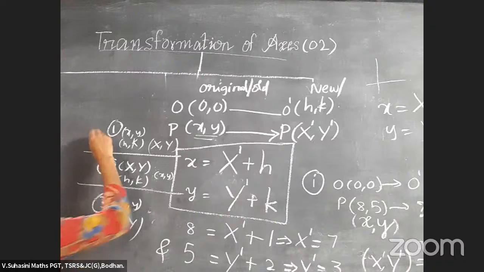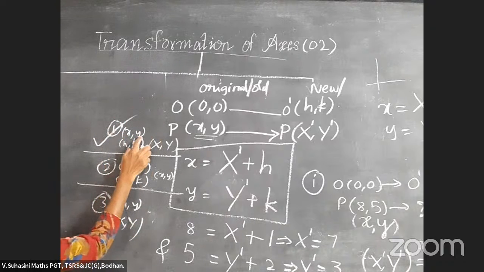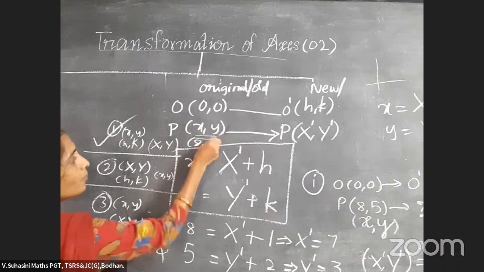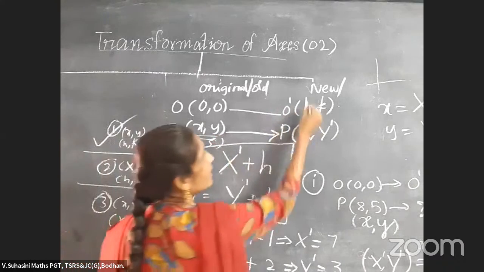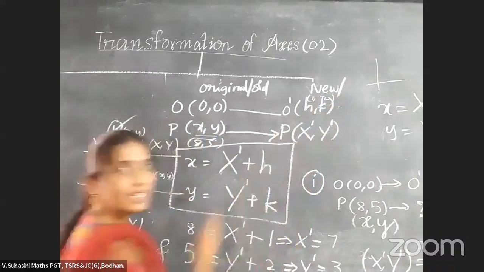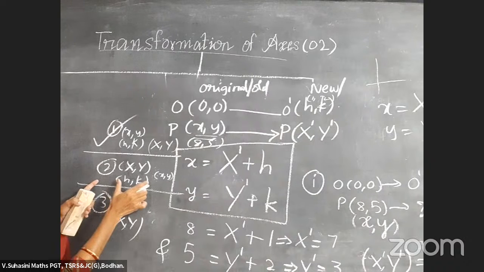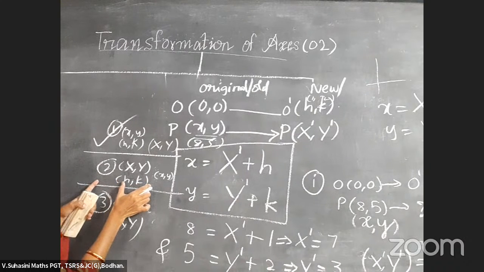We have dealt with the first kind. That is, all the coordinates we know, small x, y as 8, 5, and the shifted origin is given as 1, 2. We got capital X dash, capital Y dash. Now I will focus on the second kind of problem. What is the second kind of problem?